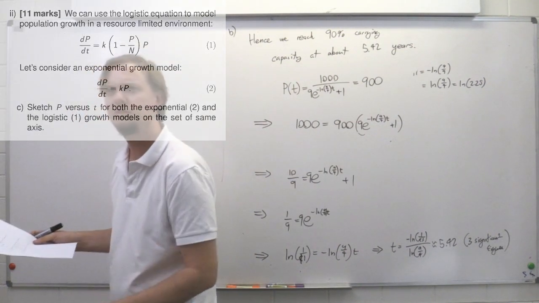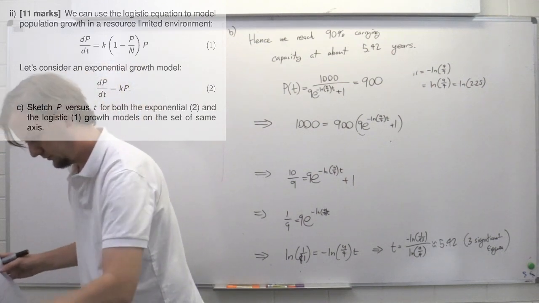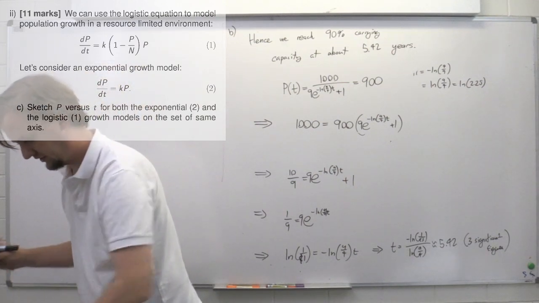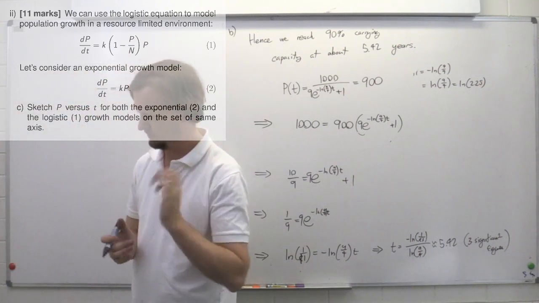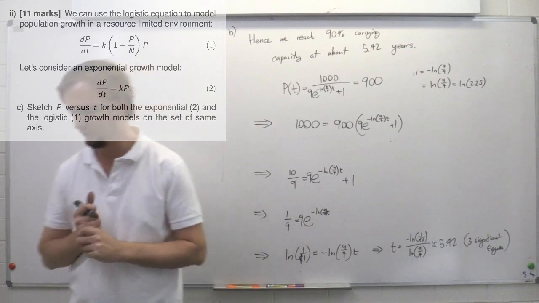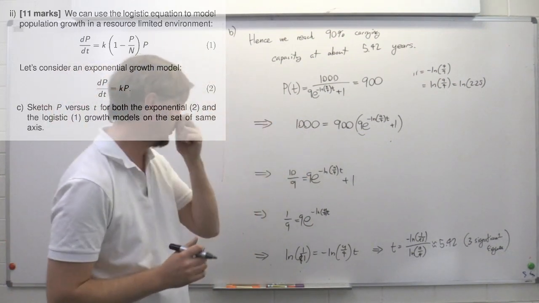I think there's another question. Indeed there is. So this one says to just give a sketch of what both the exponential model and the logistic model look like, and do it on the same set of axes. So we want to really compare these two models.